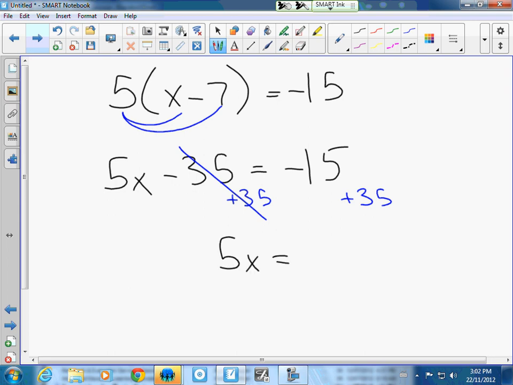5x equals 20. We're done, right? No, the key to solving any equation is to get the variable by itself. Is the variable by itself? No. What is attached to that x? A 5. And how is it attached to that x? By multiplication, so we need to do division. We do the opposite. Okay, so if we divide the left side by 5, what do we do to the right? Okay. Is this starting to make sense?